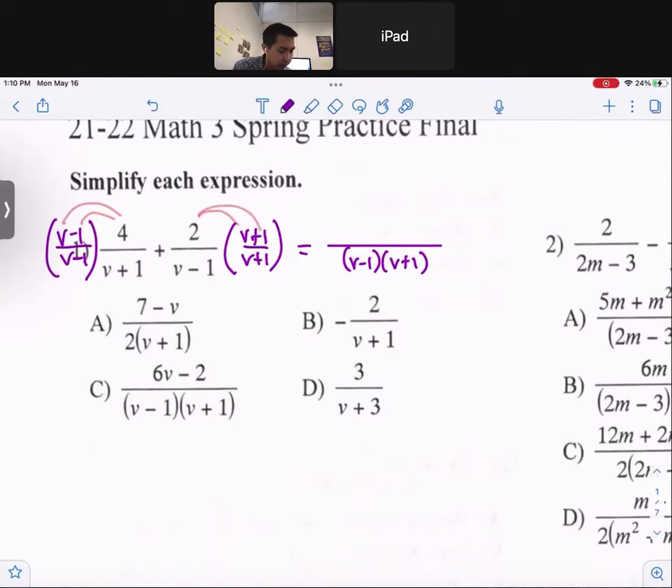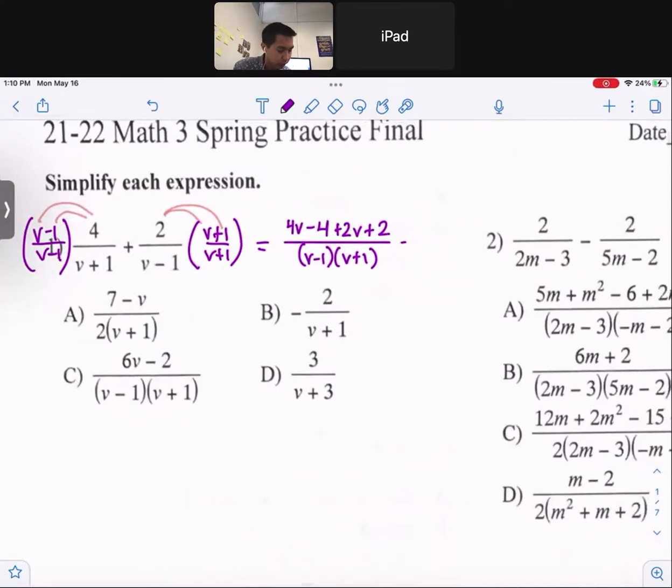So we're actually going to have 4 times v for 4v, 4 times negative 1, which is negative 4, 2 times v, which is plus 2v, and 2 times 1, which is plus 2. Then we just combine like terms, and up top we get 2v plus 4v is 6v, and negative 4 plus 2 is minus 2, all over v minus 1, v plus 1. So the correct answer would have been C.